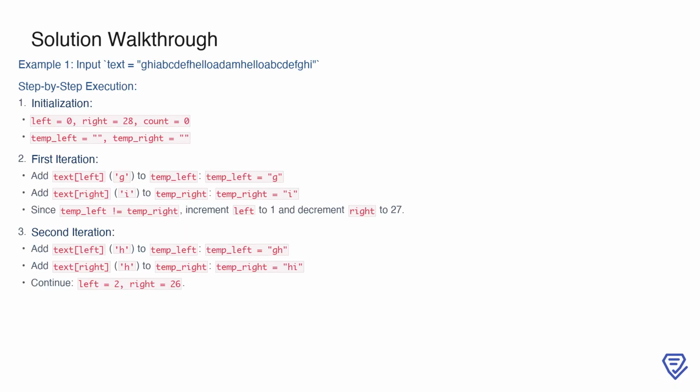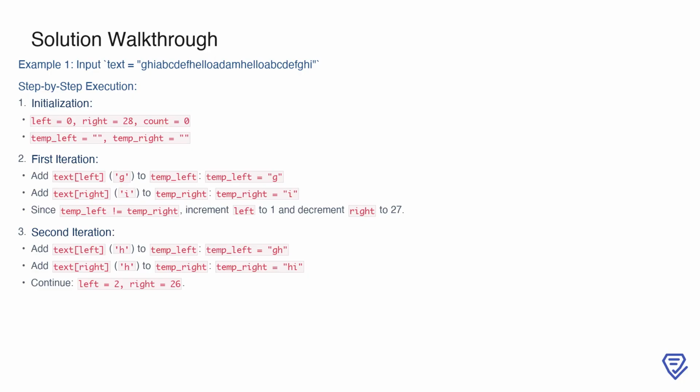To solve the problem of finding the longest chunked palindrome decomposition, we start by initializing our pointers and temporary variables. Here, left and right are set to the beginning and end of the string respectively, while count is initialized to 0 to keep track of the number of chunks. Temp_left and temp_right are empty strings that will help us build potential palindrome chunks from the left and right sides. In the first iteration, we add the character at text[left], which is G, to temp_left, and the character at text[right], which is I, to temp_right.